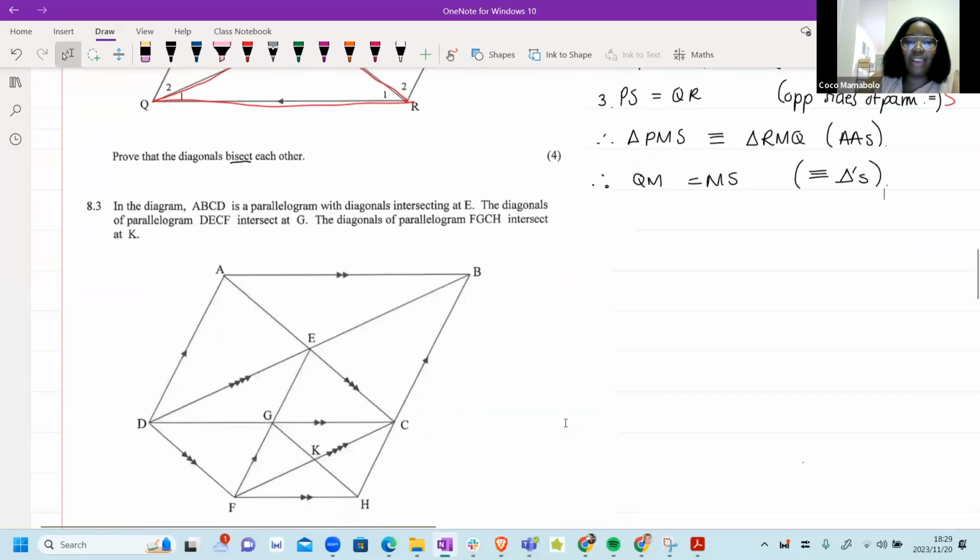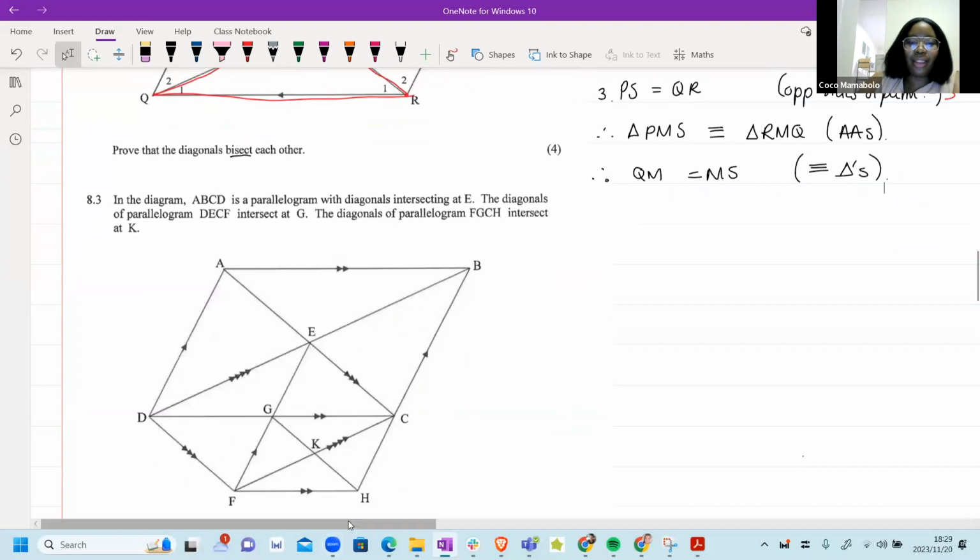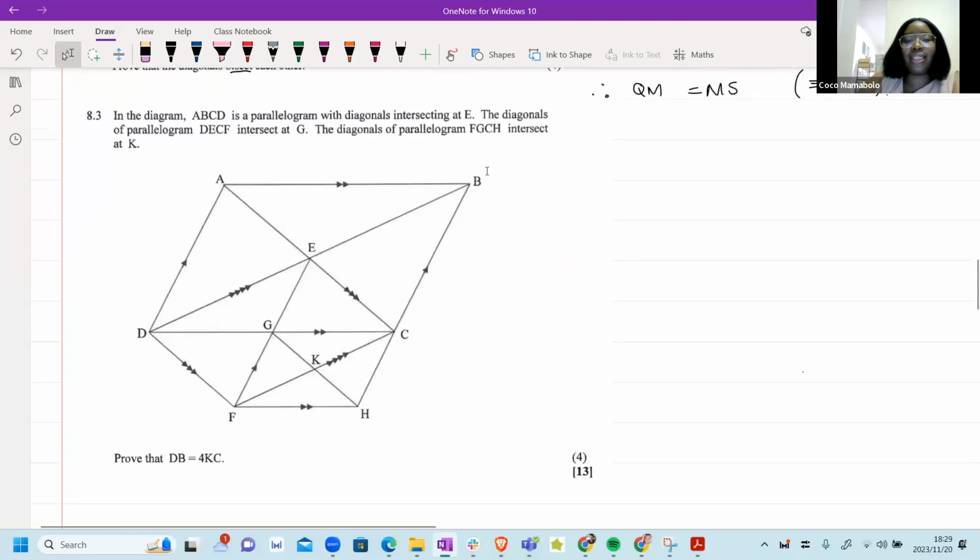Okay, here's your next challenge. Have a look at it. Okay, 8.3. There it is. Take your time. I'm going to give everybody 5 minutes to try and solve for this one. Okay, take it away, guys.